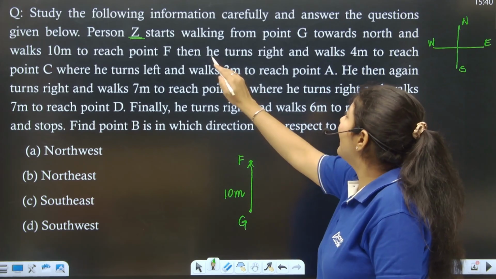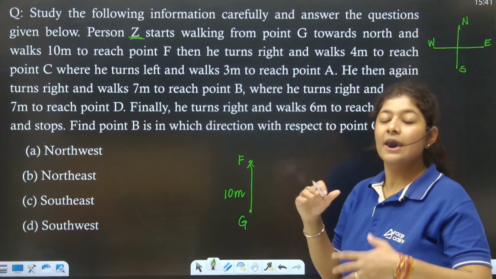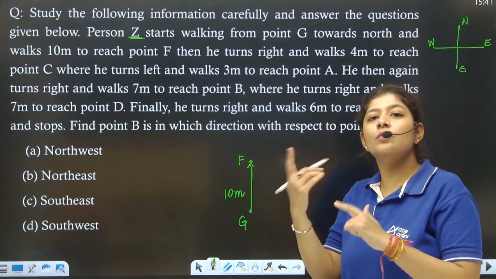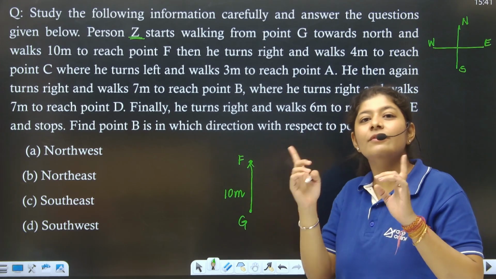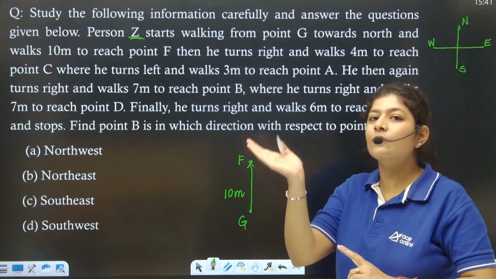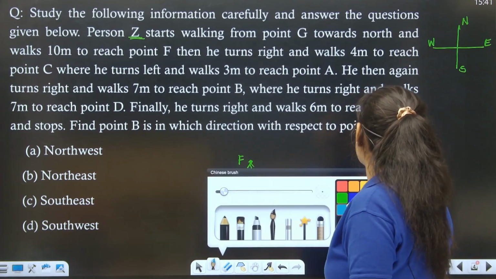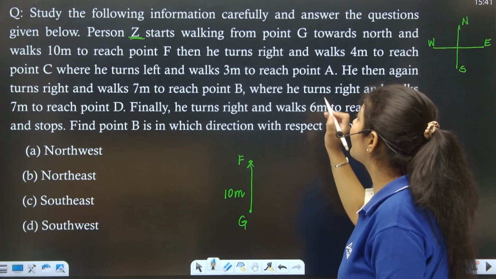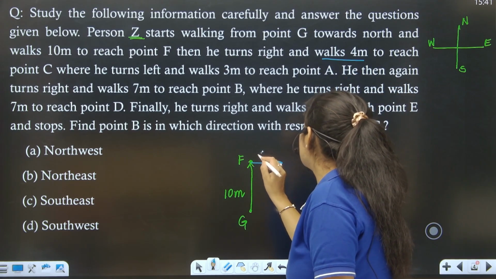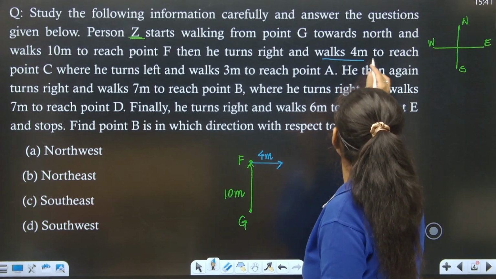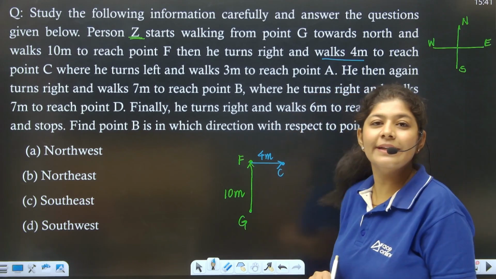Next, he turns right and walks 4 meters to reach point C. Now we know that whenever we need to move in the right direction, that means we need to move in the clockwise direction. And if we want to turn to the left side, we need to move in the anti-clockwise direction. Now in which direction do we need to move? In the clockwise direction. And how much distance? 4 meters. So let's suppose the distance is 4 meters to reach point C. So basically this is my point C.